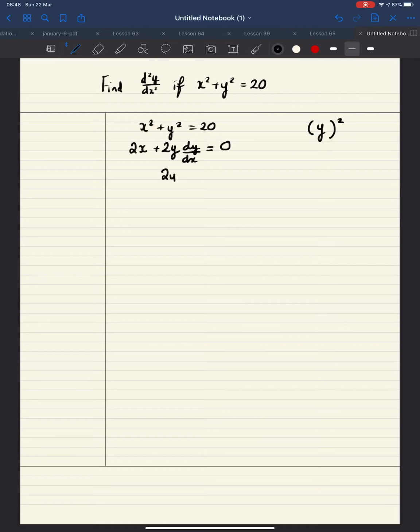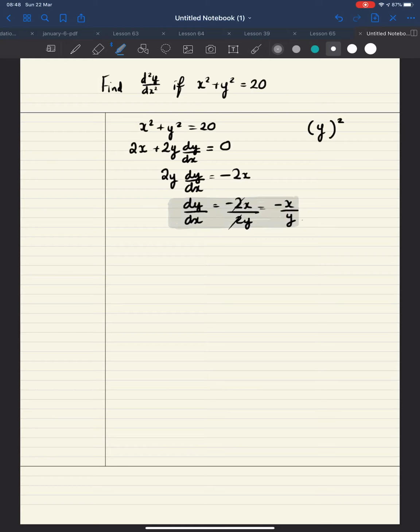Okay, so we rearrange this now. 2y dy by dx is minus 2x, and then divide both sides by 2y. dy by dx is minus 2x over 2y. The 2's cancel, which is minus x over y. Okay, so that's the first step, finding dy by dx. I've highlighted it so it stands out because I'm going to refer back to this very soon.